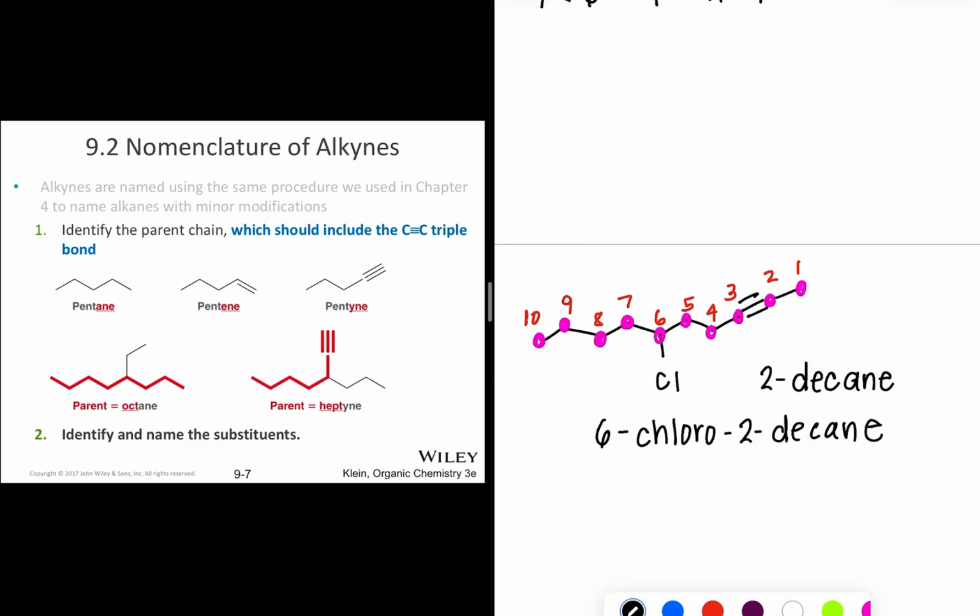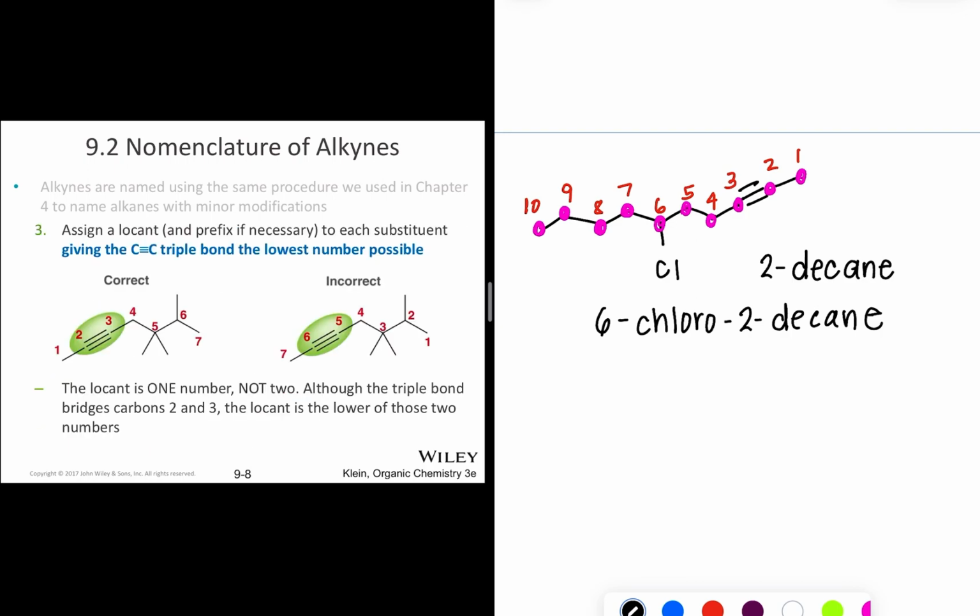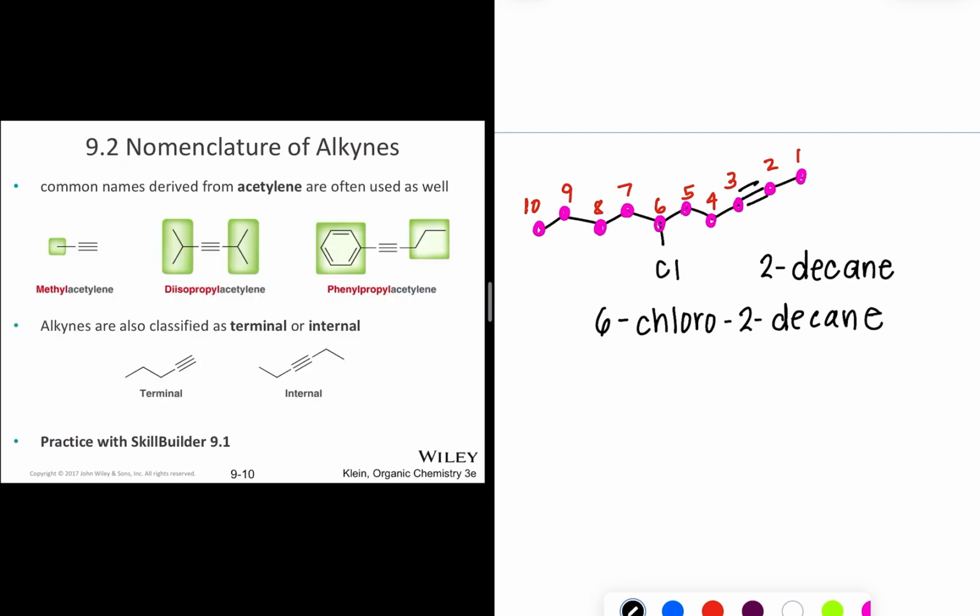With triple bonds, you don't have to worry about the cis and trans. Only double bonds. For double bonds, for alkenes, you have to worry about the cis and trans or the E and Z, and you should use E and Z. So again, make sure you're starting closest to where the triple bond is. We talk about alkynes in 2 ways: terminal or internal. We'll talk more about this in chapter 9. But a terminal alkyne has the triple bond at the end. An internal alkyne has a triple bond in the middle.